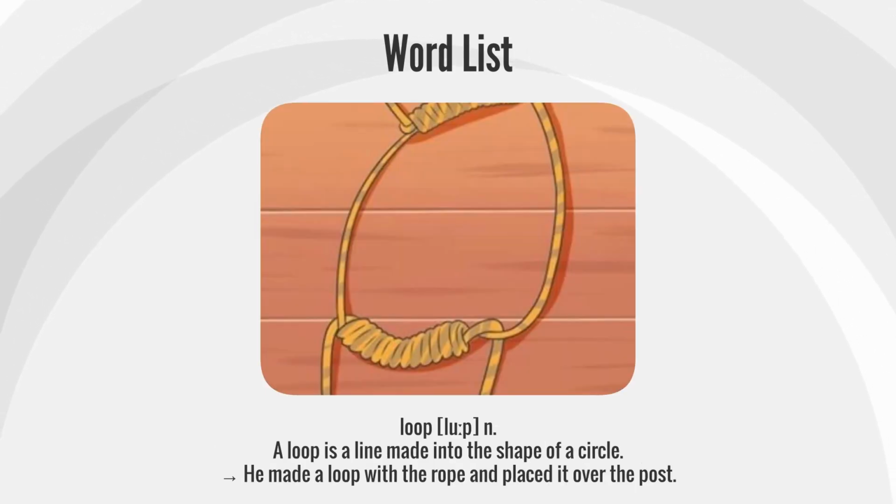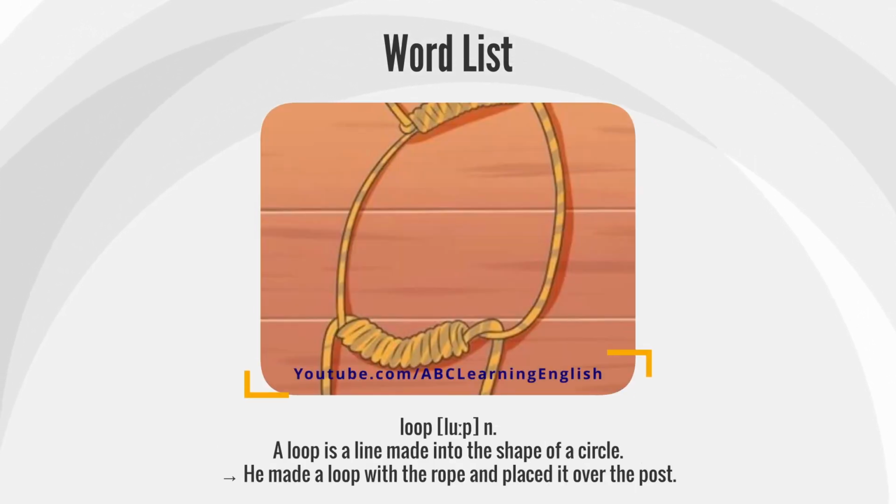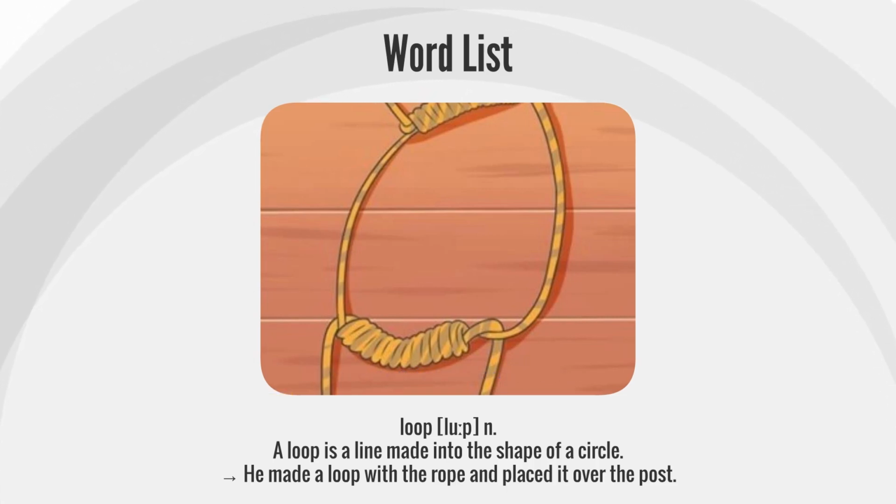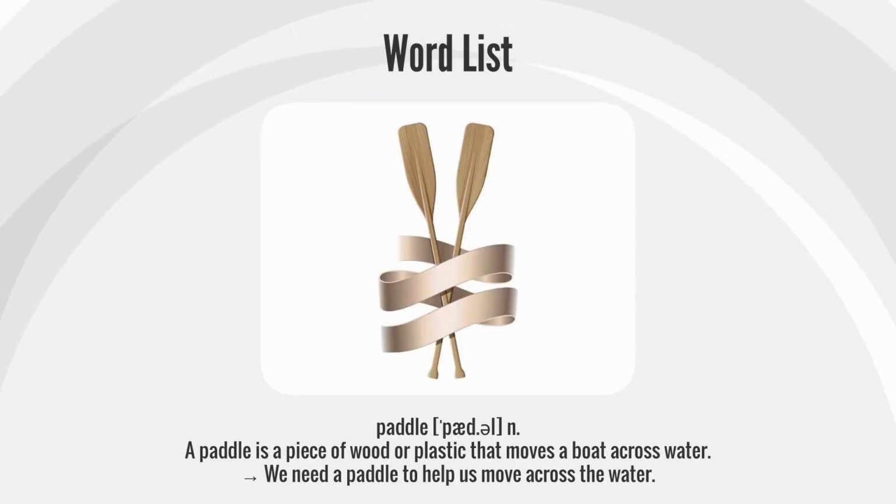Loop. A loop is a line made into the shape of a circle. He made a loop with the rope and placed it over the post. Paddle. A paddle is a piece of wood or plastic that moves a boat across water. We need a paddle to help us move across the water.